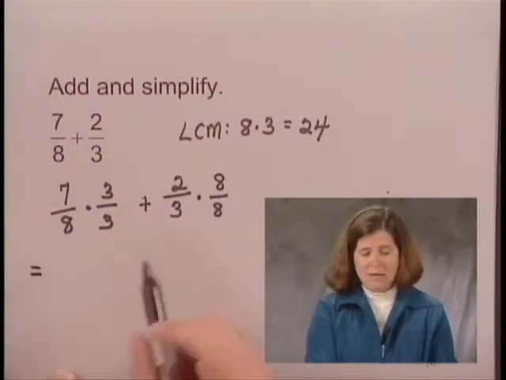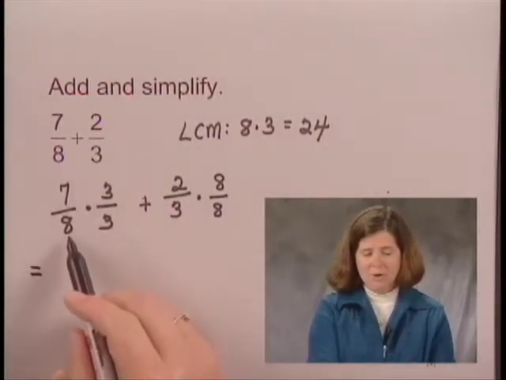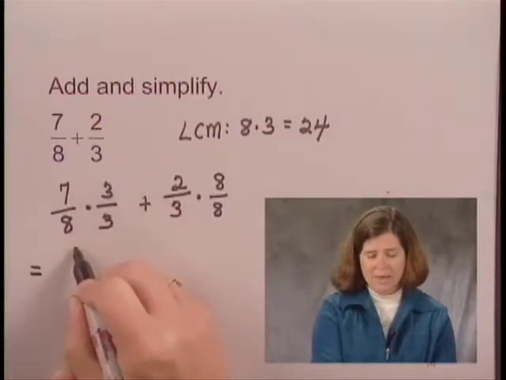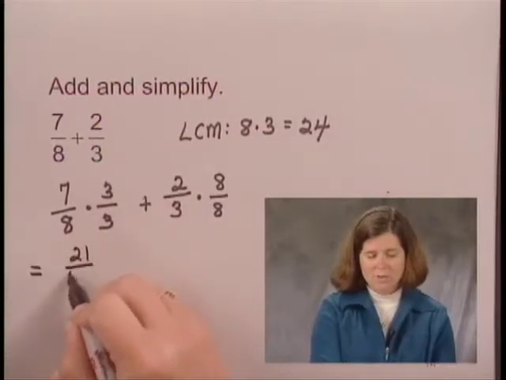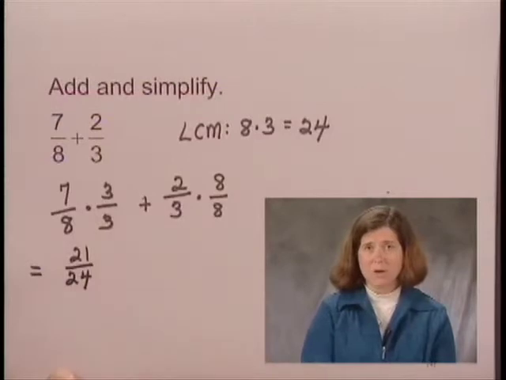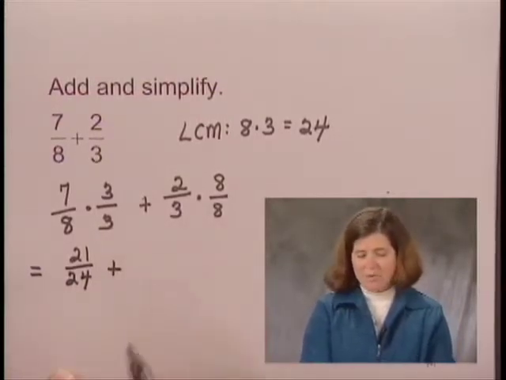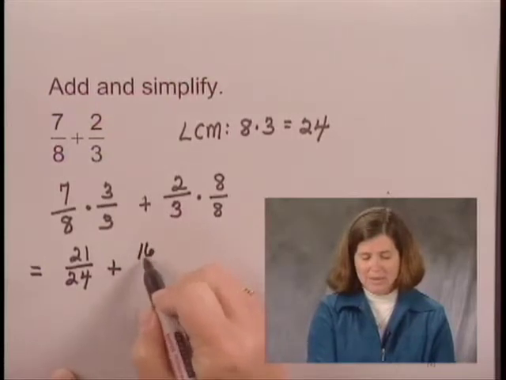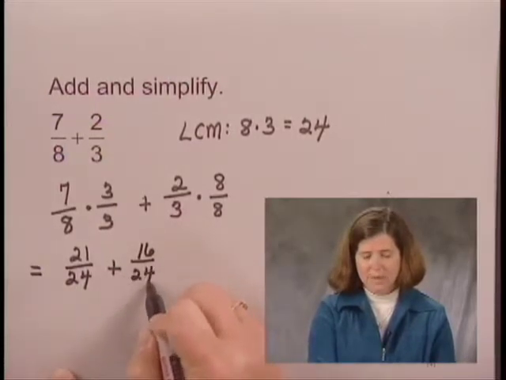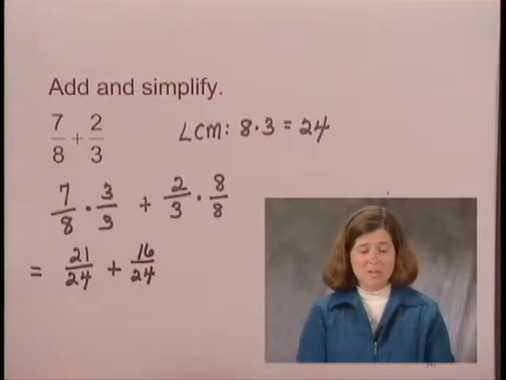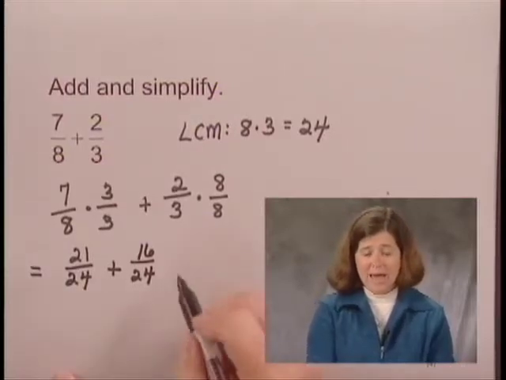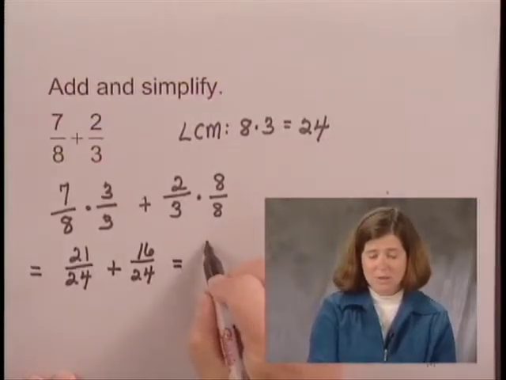Now, if I multiply 7/8 times 3/3, I get 21/24. Multiplying numerators, multiplying denominators. 2/3 times 8/8 is 16/24. And now I have a common denominator of 24, so I can add the numerators.